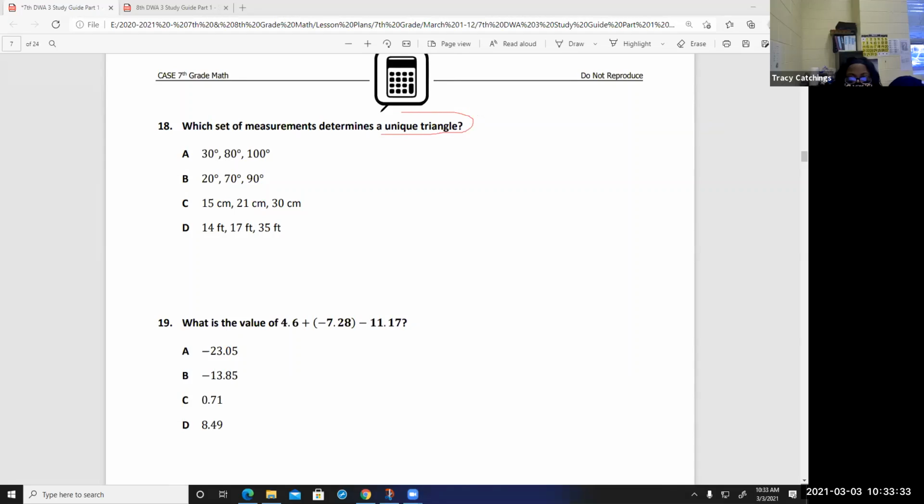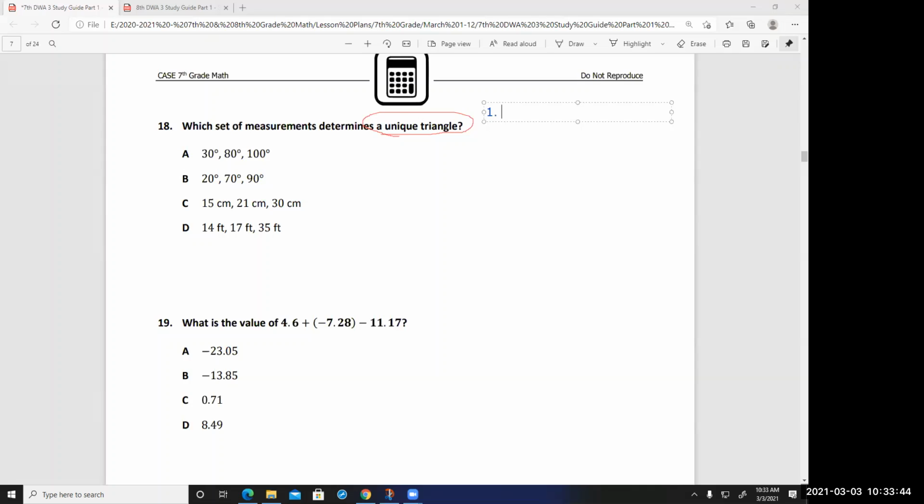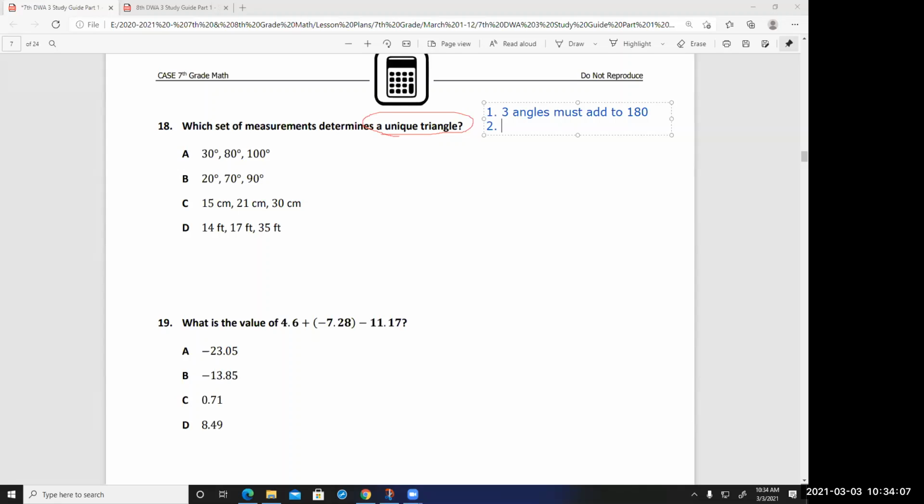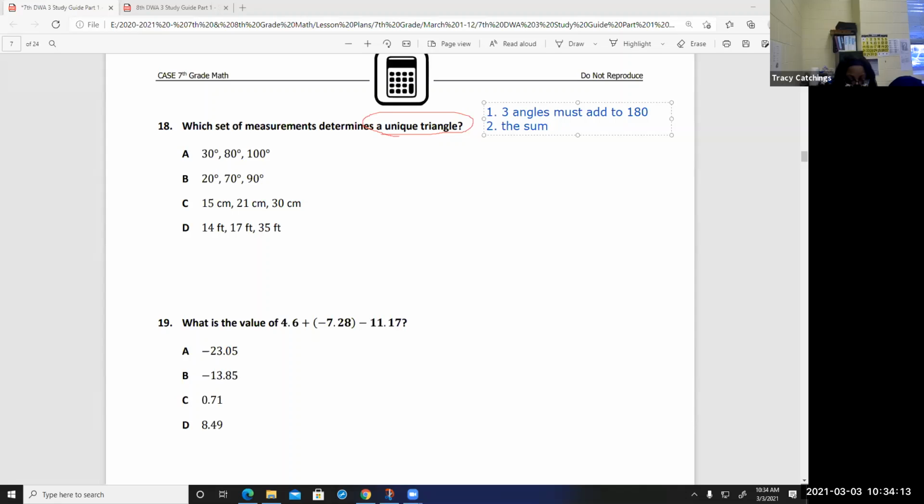All right, before we even look at what will be unique, somebody tell us characteristics of a triangle. 180 degrees. Be more specific when you say 180, because a lot of us like to confuse it with side lengths as well. So the 3 angles must add to 180. What's our second rule? The sum of the 2 smallest sides must be greater than the longest side.